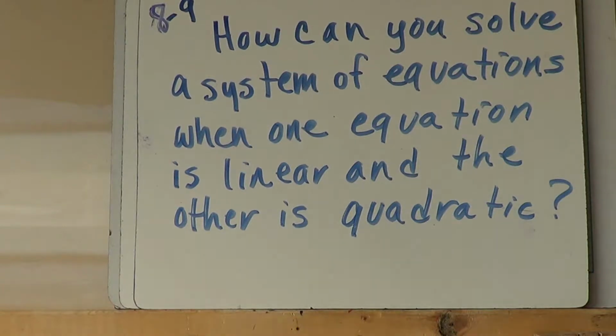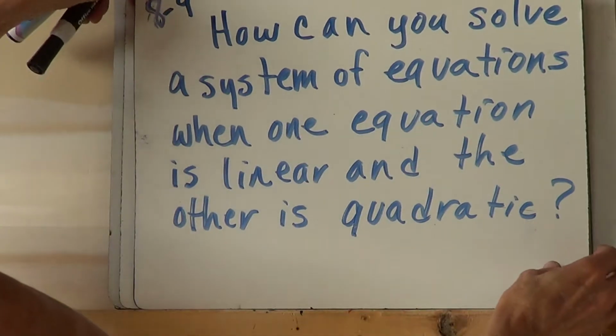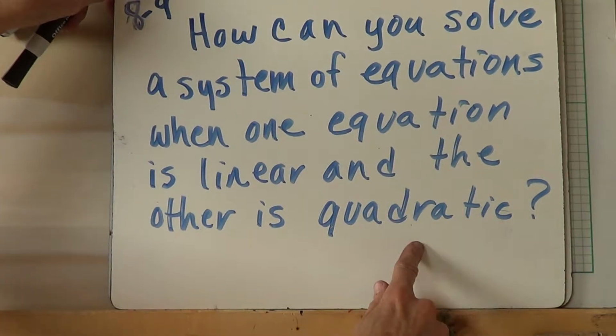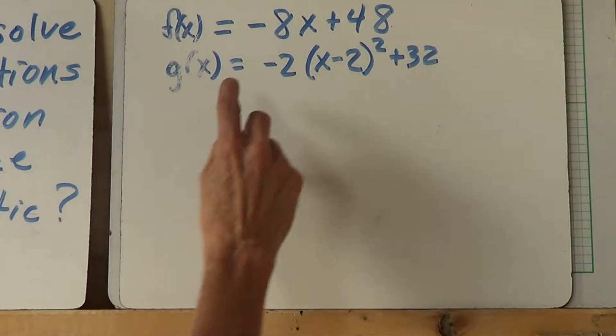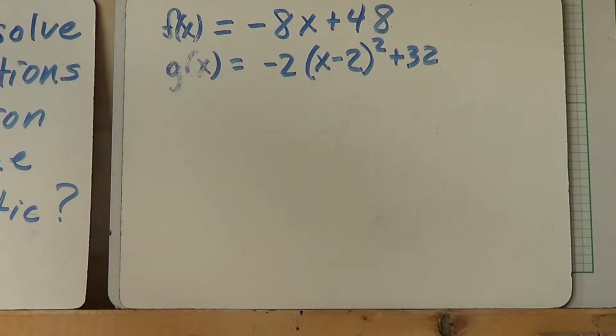Welcome to 8-9. How can you solve a system of equations when one equation is linear and the other is quadratic? I'm going to show you. Quadratic, we mean it's x squared. Linear, it's x to the first. So here we have a system, quadratic and linear. The first way that I'd go about solving that is I would actually just graph it.